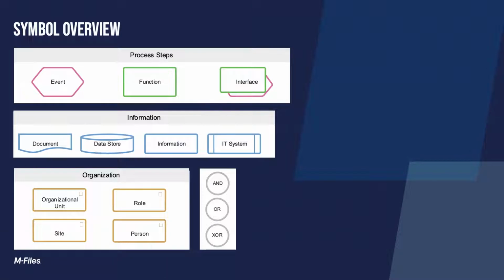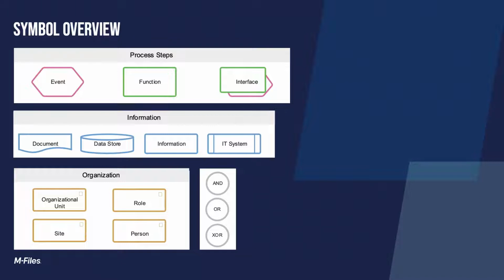Different shapes represent the elements of an EPC diagram. Events are passive elements that describe under what circumstances a function or process occurs or which state a function or process results in. In the EPC graph, an event is represented as a hexagon. In general, an EPC diagram must start with an event and end with an event.